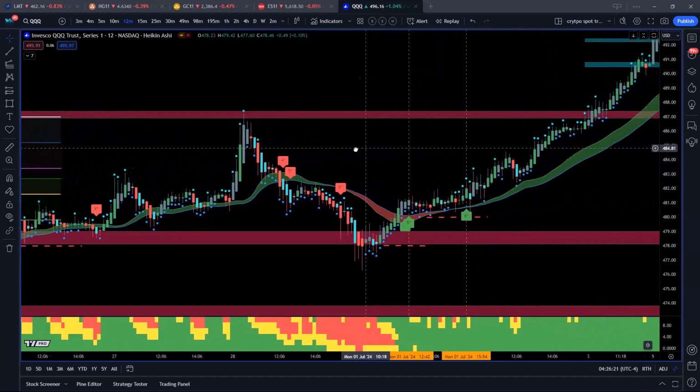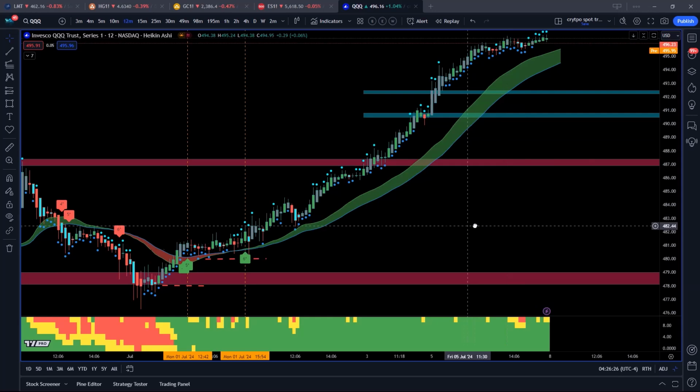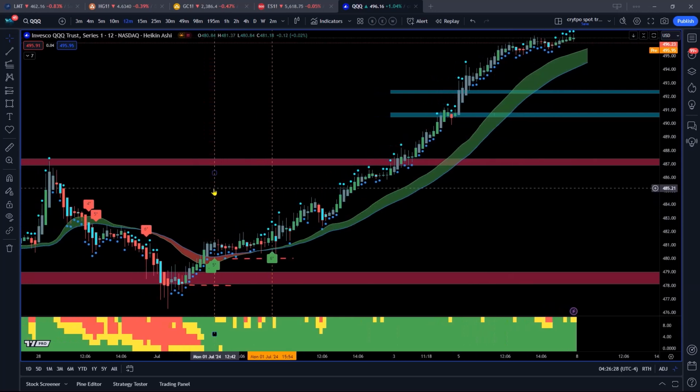Move on to the next week. It's a lot prettier, this chart, okay? And sometimes that happens, okay? So we get a 4 and a 5-star buy on Monday, the 1st of July.